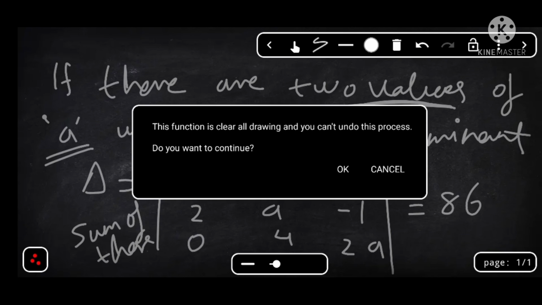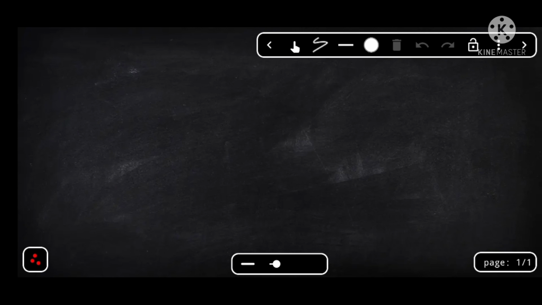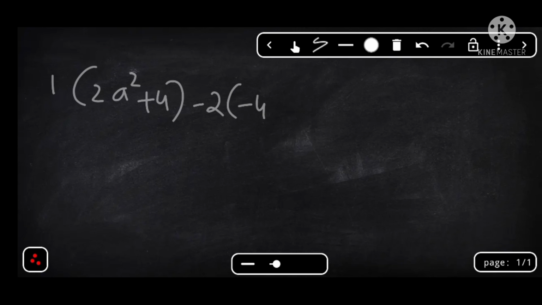So first of all, we need to find out the determinant. So 1 into 2a square plus 4. I'm just finding out the determinant. You can do along with me. Minus 4a minus 20 plus 0. I have already explained how to find out the determinant. So we have just expanded along the first column.